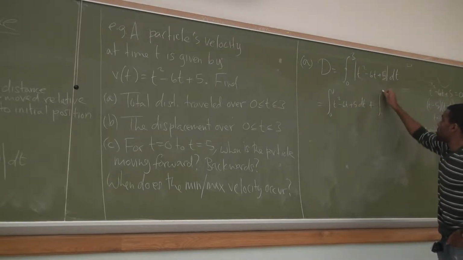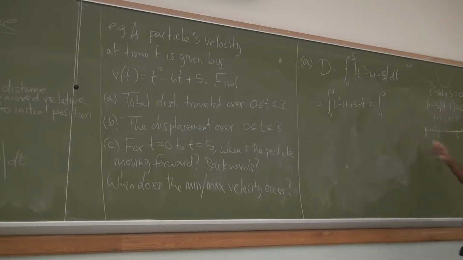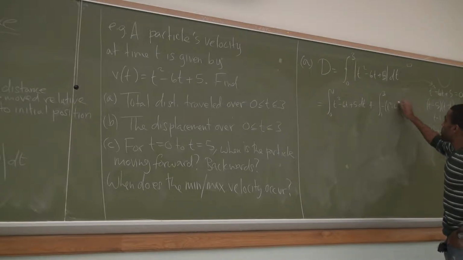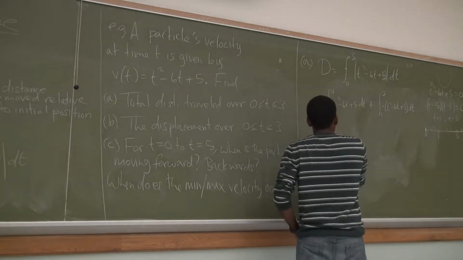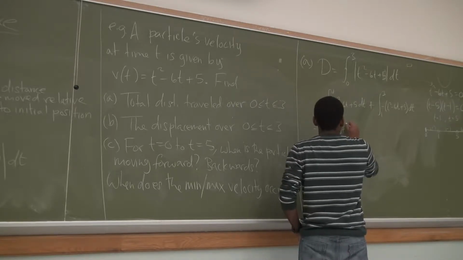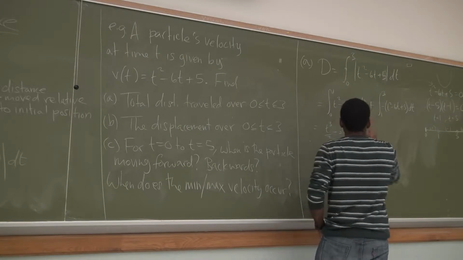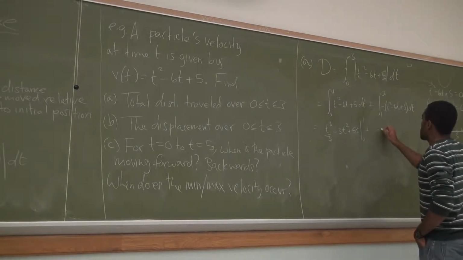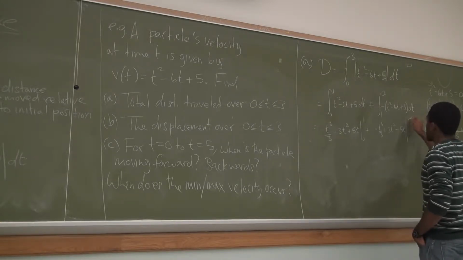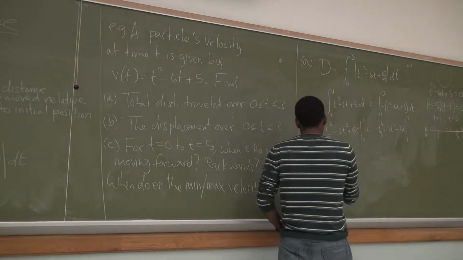But from 1 up to 3, because I don't care about up to 3, I would take the negative of the original. And so that would be the displacement. So take the antiderivative: t cubed over 3 minus 3t squared plus 5t, from 0 to 1.